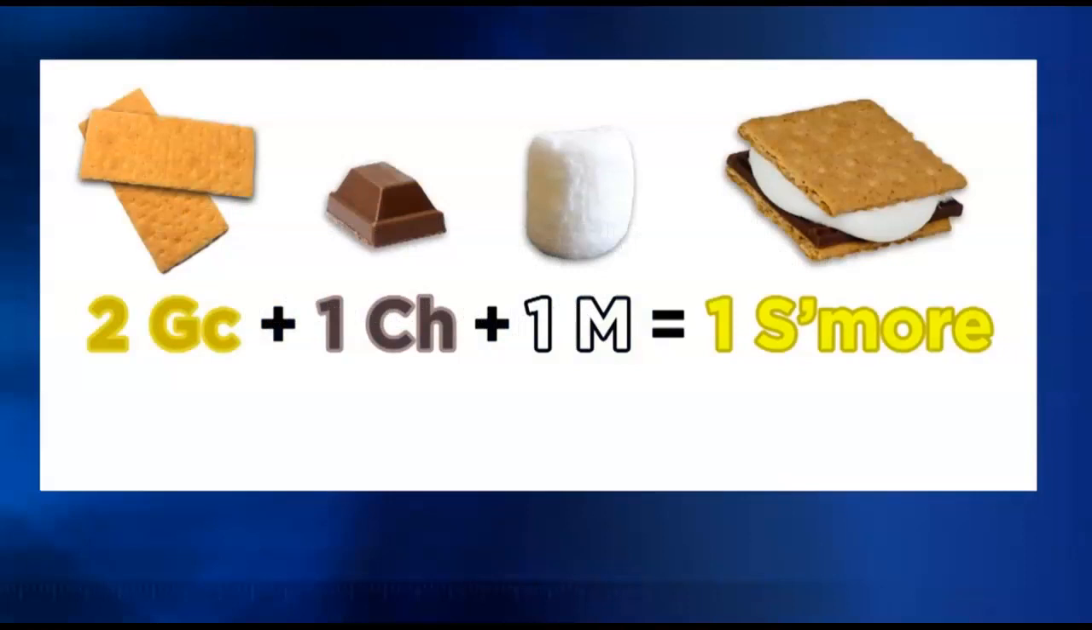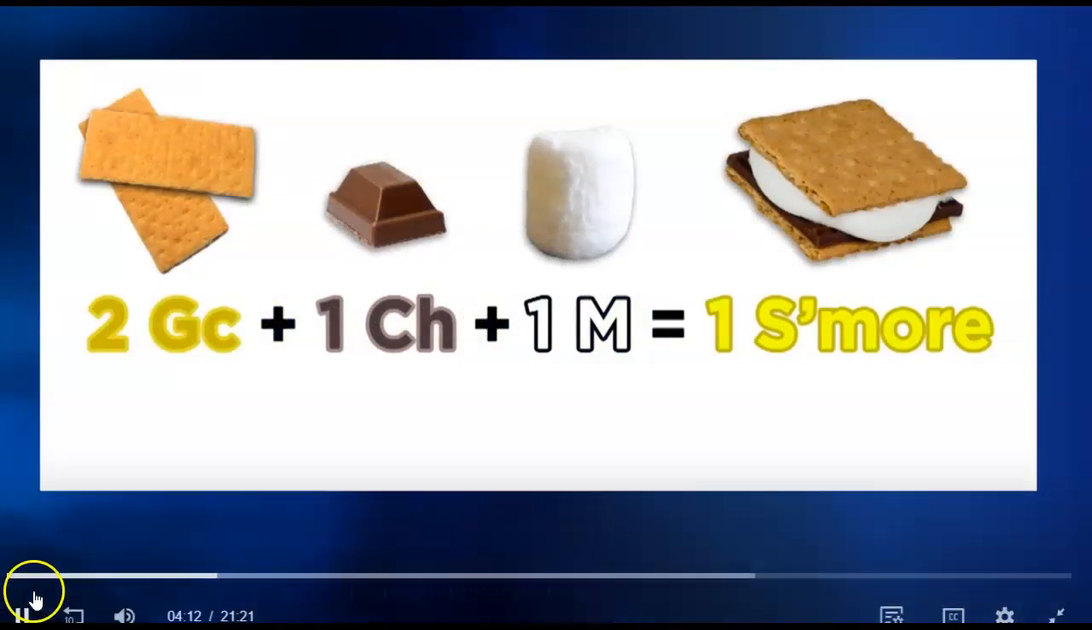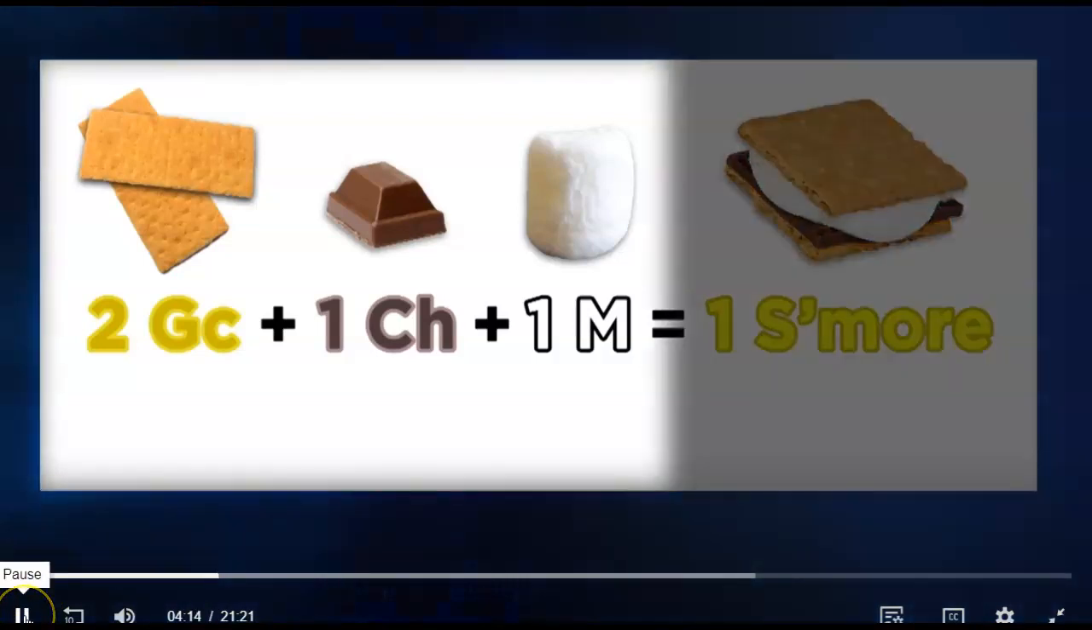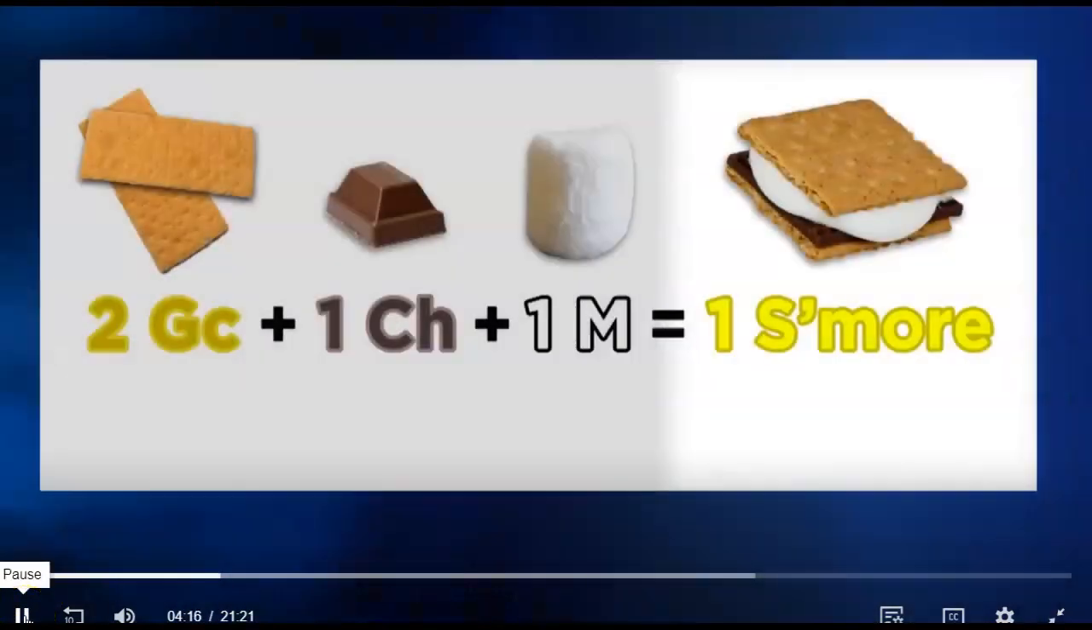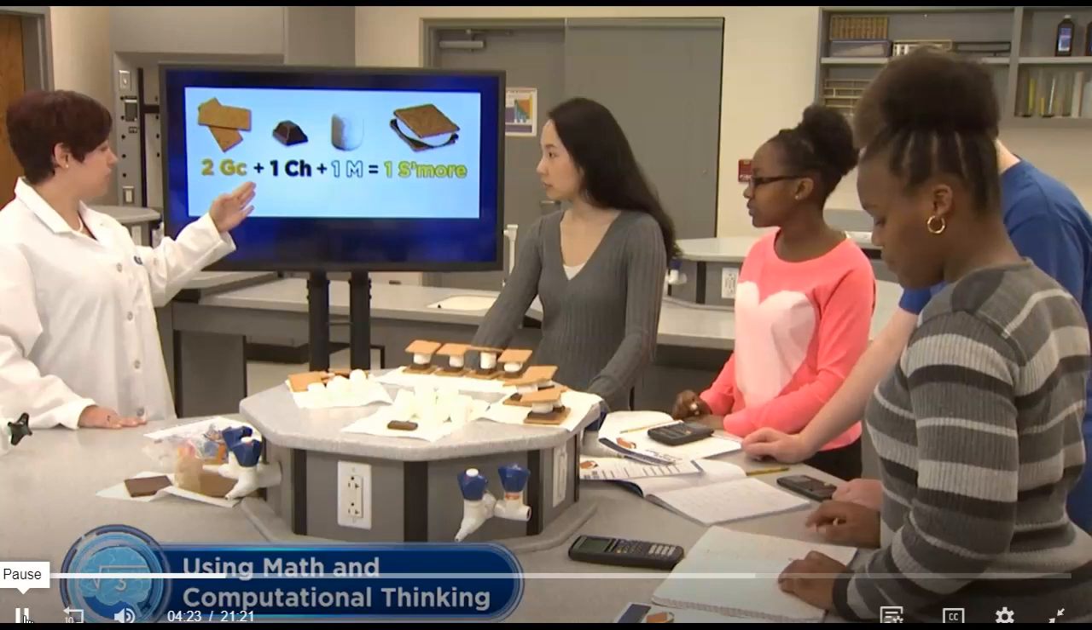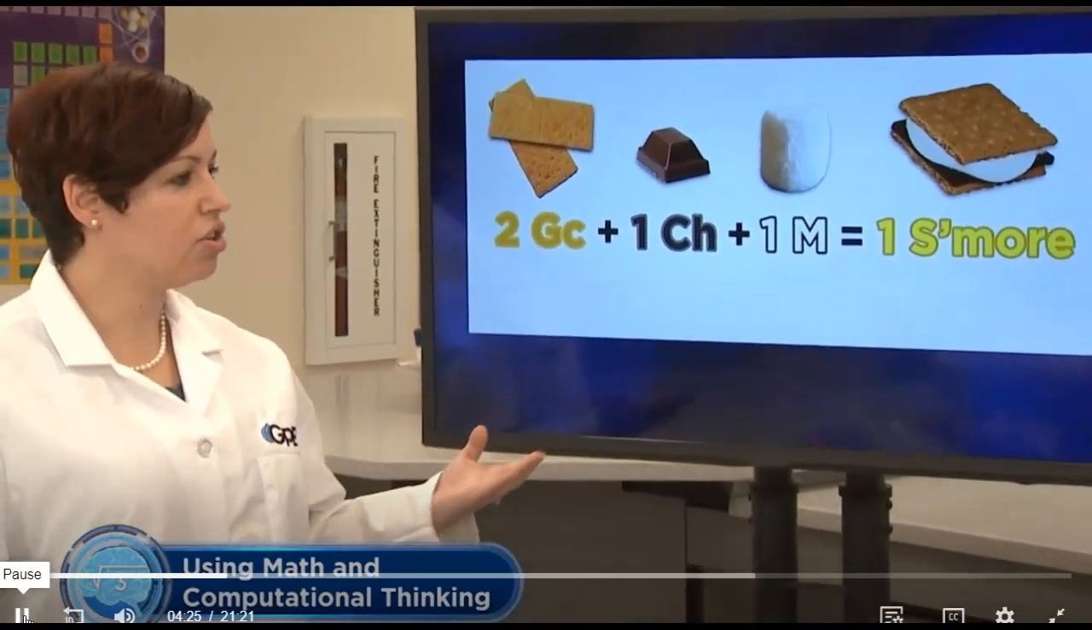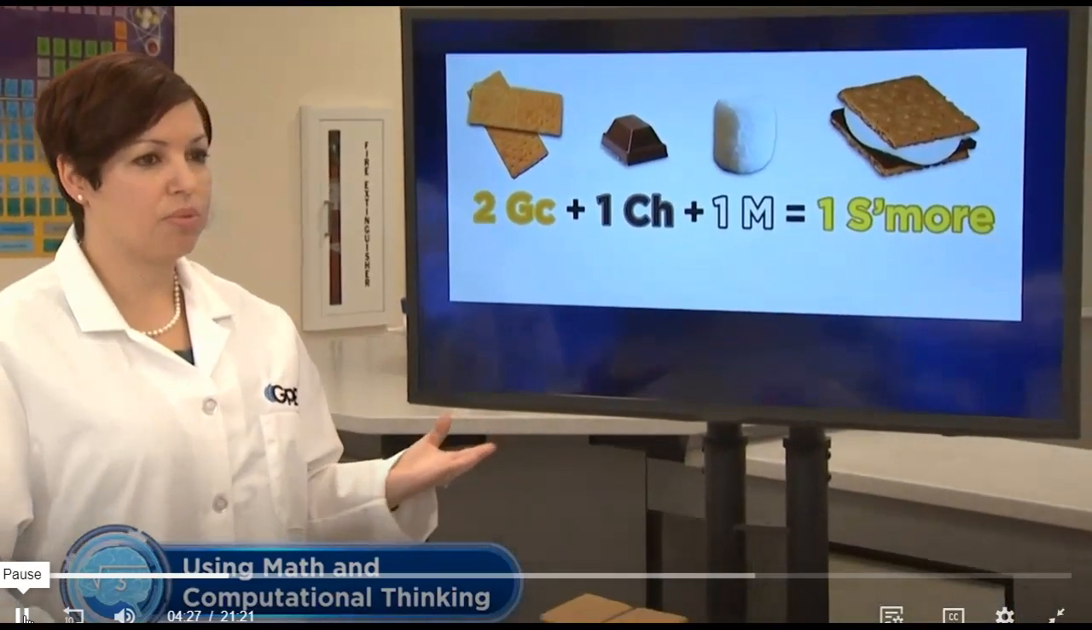So if we take a look at the equation for the creation of our s'mores, we can see the proportional relationships between the amounts of reactants and the product in our reaction. So for group 1, you guys ran out of chocolate because you had only 4 pieces. So when you ran out of chocolate, you couldn't make any more s'mores, your product.